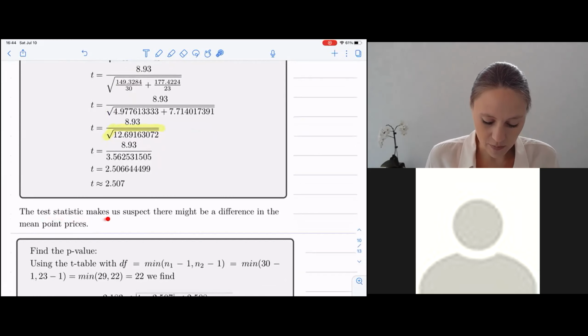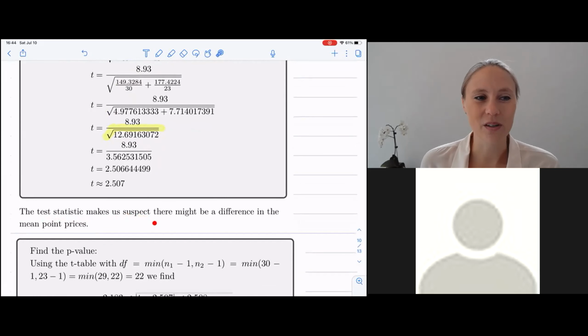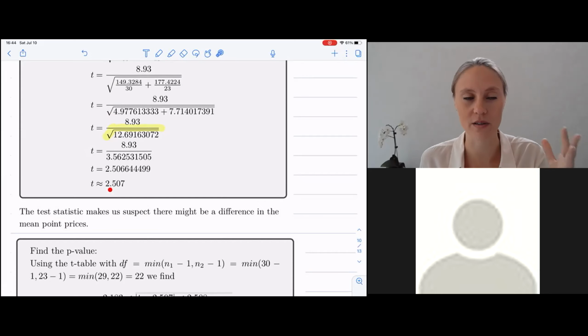The test statistic makes us suspect that there might be a difference in the mean point prices, right? It's more than 2. And so right away, I'm starting to think that, oh, okay, maybe there is a significant difference here. Okay, but let's find the p-value, and then it's all going to hinge on that.